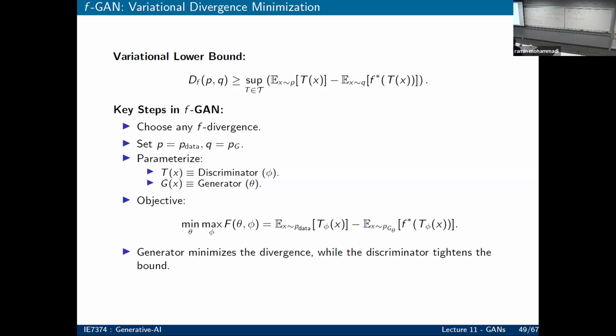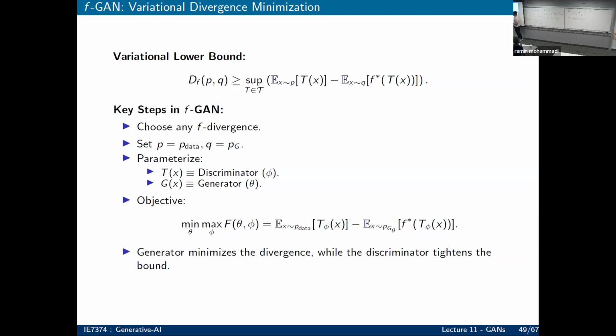So if you pass a real image to your discriminator T, what do you expect to get? High value, high probability. This expected value you're hoping to be high across your real images. The second term is the expected value over data that comes from Q. What is Q? Your generator. Data comes from the generator distribution.